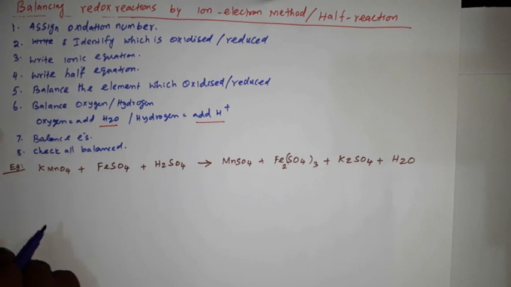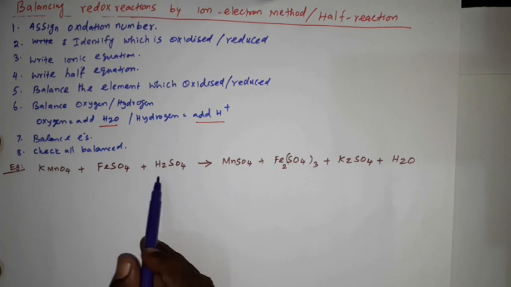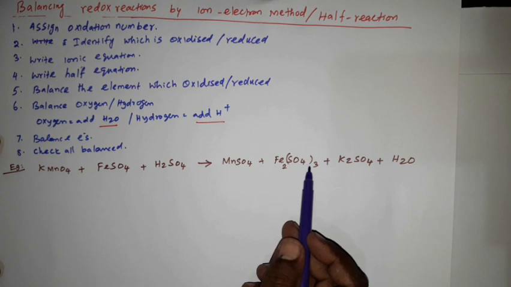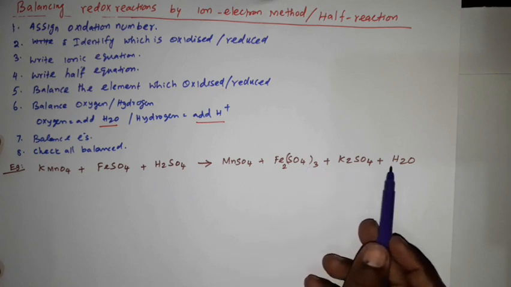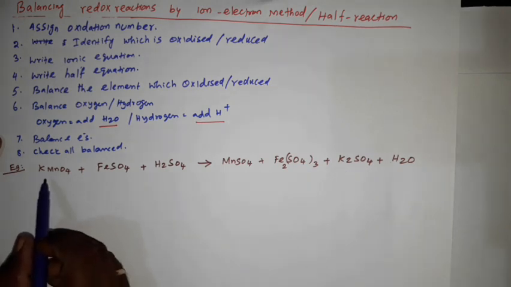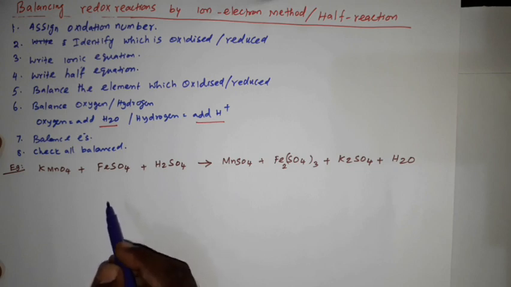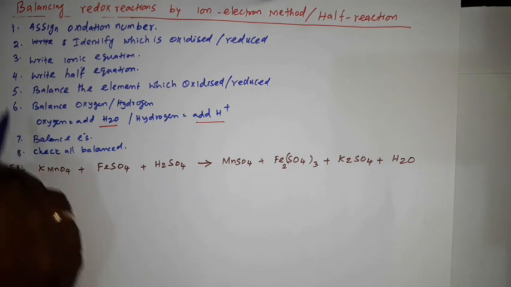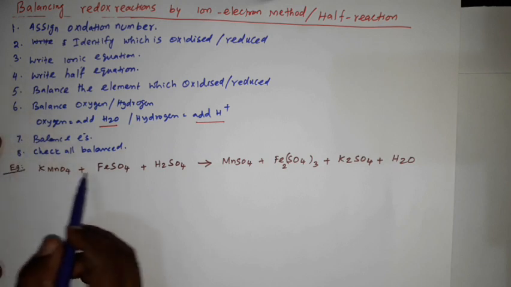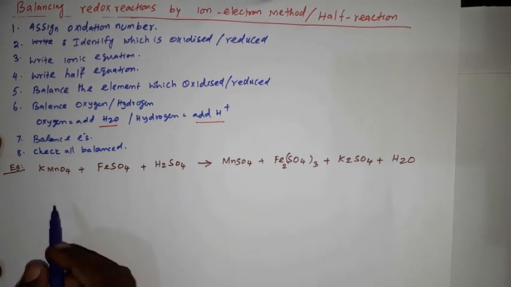So this is the equation: KMnO4 plus FeSO4 plus H2SO4 gives MnSO4 plus Fe2(SO4)3 plus K2SO4 plus H2O. This is the given equation. Now we are going to balance this equation by using the ion electron method or half reaction method. First step, assign oxidation number for all the atoms present in this equation.